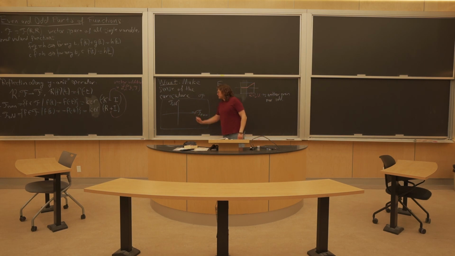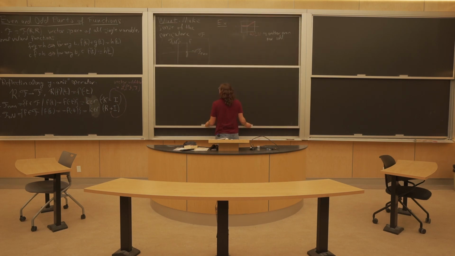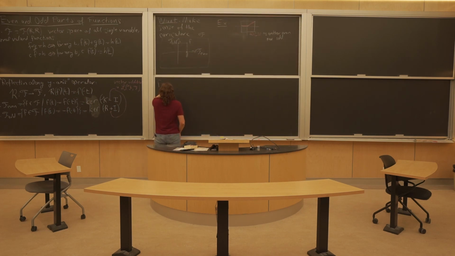So, but instead, I want to say something like this. I want to say, OK, so this particular function is not on this axis, nor is it on this axis, but it's somewhere here. OK? And I would like to be able to take this and somehow project it down to a function here, and project it down to some other function here. So this notation really means that f equals g plus h, g even, h odd.